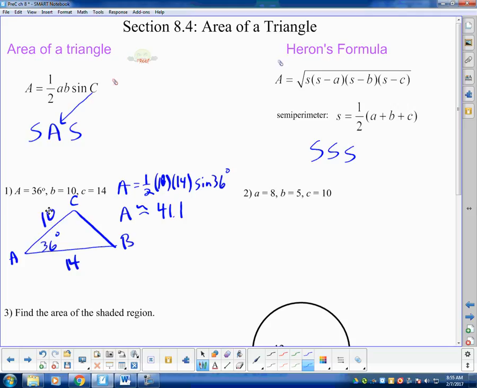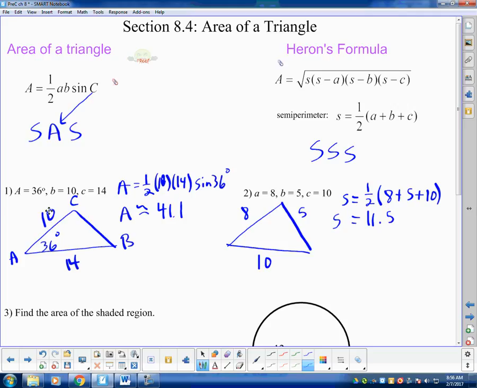This one, number 2, you can tell already. I think I can get away with drawing about the same triangle here. So this could be 10, this could be 8, this could be 5. This is our side side side case. So we're going to use the semi-perimeter formula. So first I'm going to calculate the semi-perimeter. So S equals 1/2 of 8 plus 5 plus 10. That's 23. Half of 23 is 11.5. So now I have my semi-perimeter, and then you plug in that for S in the formula every time it shows up, all 4 times.